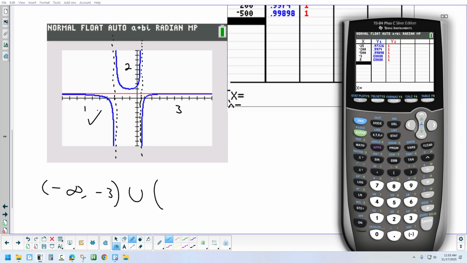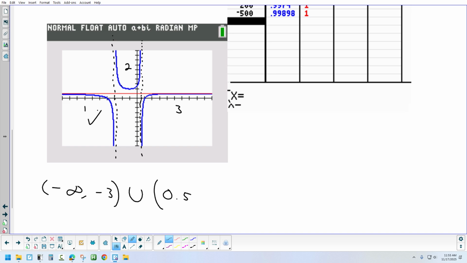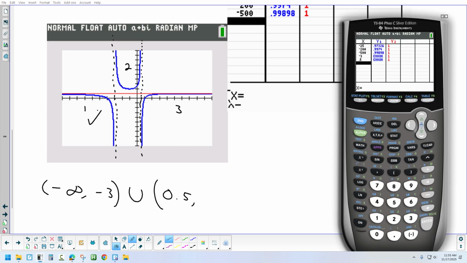0.5? Yes, it is. Okay, it's not going to be a weird number to find. It's not going to be like 0.4616 or something. It's going to be easy to find. So we can only go as low as a half, not including it. And let's start going to the right and see what happens.